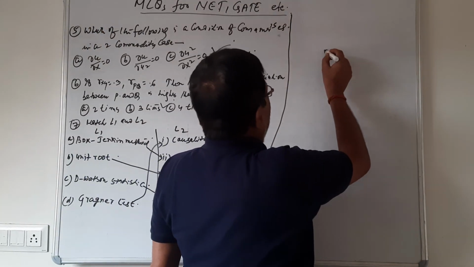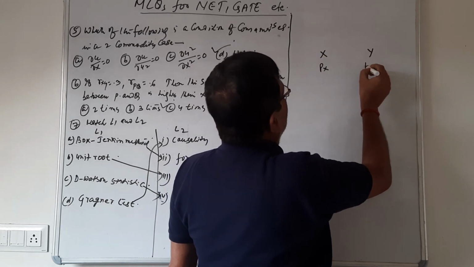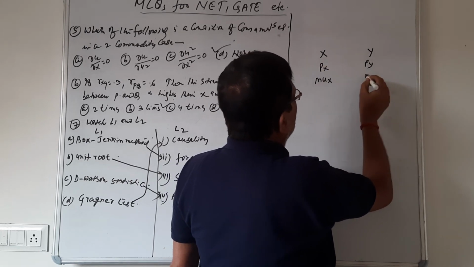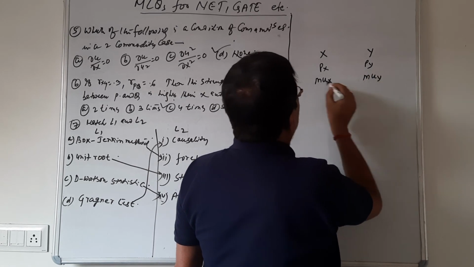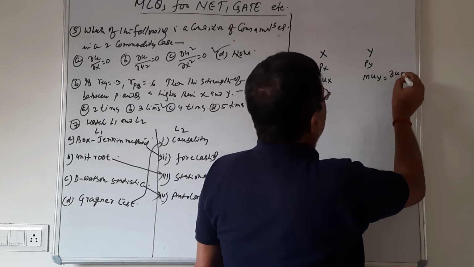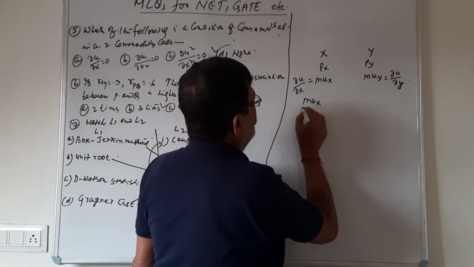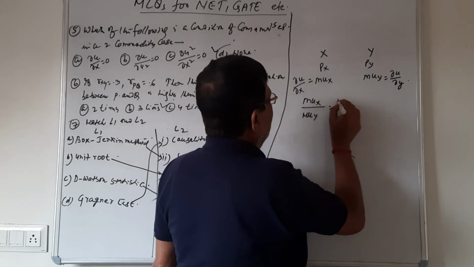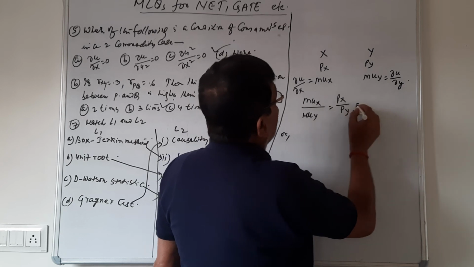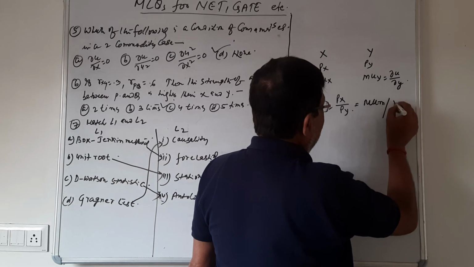In a two commodity case, when we have two goods X and Y, with prices PX and PY, the marginal utility of X is MUX and the marginal utility of Y is MUY. This MUX is delta U by delta X and MUY is delta U by delta Y. So consumer's equilibrium is MUX by MUY equals PX by PY, equal to the constant marginal utility of money, that is MUM, or lambda.